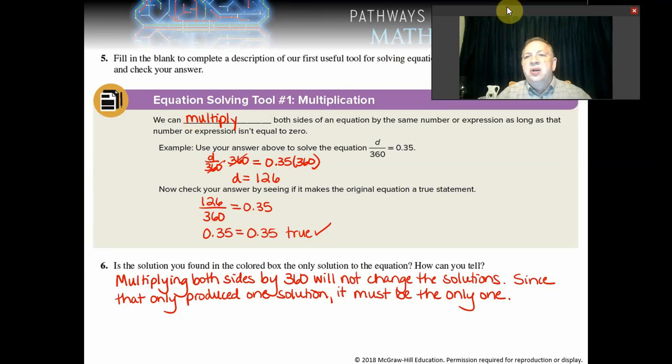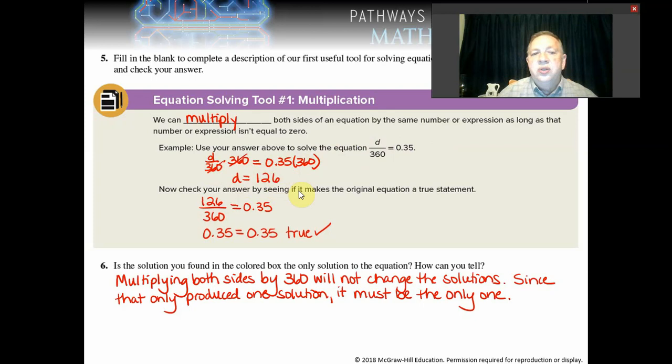So here are our rules that we're going to develop as we go along to help us solve equations when we encounter them. We can multiply both sides of an equation by the same number or expression as long as that number or expression isn't equal to 0. So d over 360 is equal to 0.35. I want to know what d is. But look, if I multiply both sides by 360, the 360s will cancel. And that tells me that d is 0.35 times 360. And that gives us d is equal to 126.